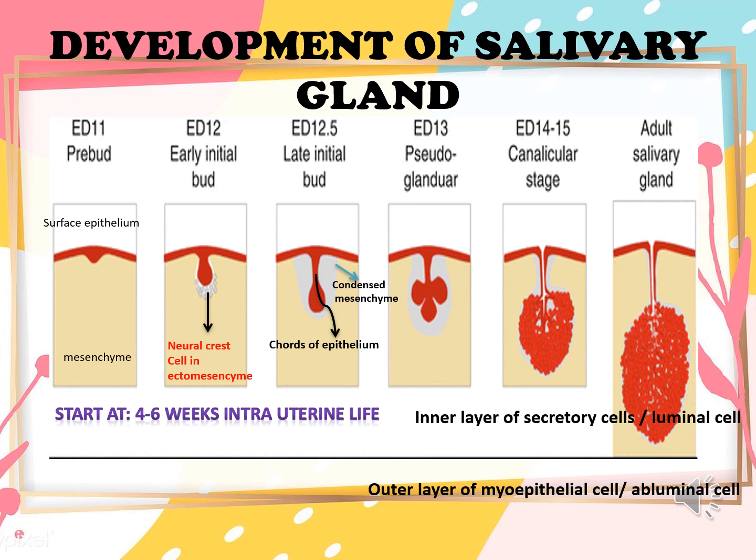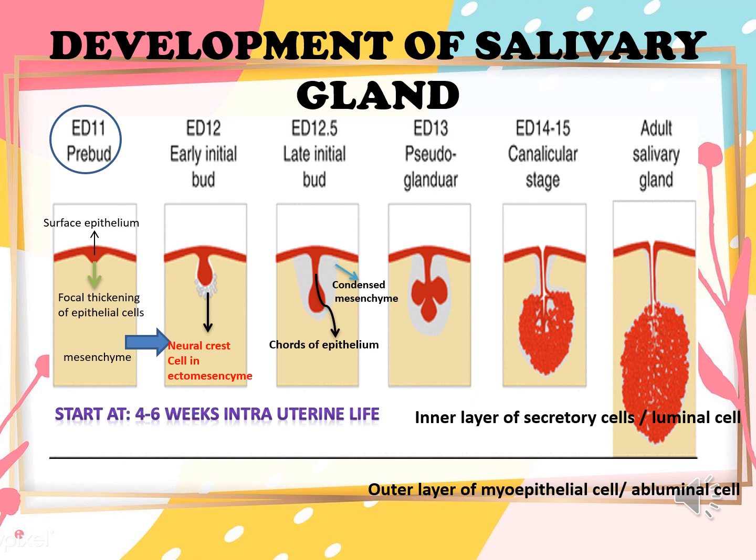Now let's study about the development of salivary gland. The salivary gland starts developing in 4 to 6 weeks of intrauterine life. Now first, in the pre-bud stage, there is a proliferation of oral epithelial cells. This proliferation will lead to the formation of focal thickening of epithelial cells.